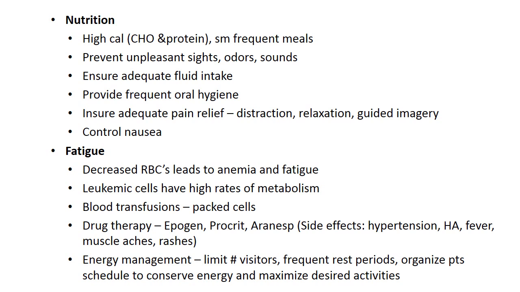And we also can give them drug therapy such as Epogen, Procrit, or Aranesp, and those are given for our patients that have anemia, to stimulate the bone marrow to make red blood cells. And side effects of Epogen or Procrit can include hypertension, headache, fever, muscle aches, rashes, so it's important to remember those as well when we're trying to manage fatigue for these patients.